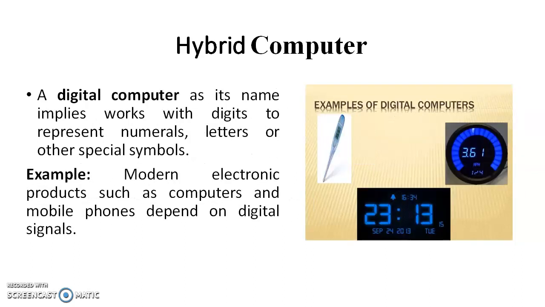If we see the digital computer, as the name itself implies, it is working with digits. That means whatever data is there, it is represented in the form of numerals, or letters, or in the form of special symbols. For example, we can say any modern electronic product like computer, like the mobile phone, which is based on digital signals. Here I have shown the example of digital computers also, like the thermometer, which is displaying the reading in the digital format in the form of numerals.